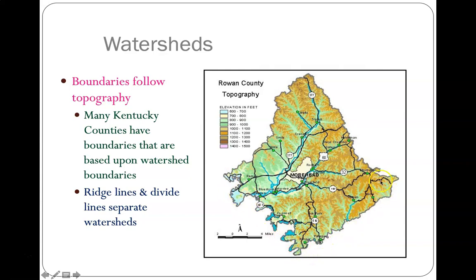These ridge lines or divide lines separate the county's watershed from the other counties, which is actually kind of good because this county has the ability to completely influence all the things happening in its county with respect to the main waterway in the county. So this is the North Fork of Triplett Creek. And then over here is Carter County, Kentucky, which has the Tygarts Creek watershed.